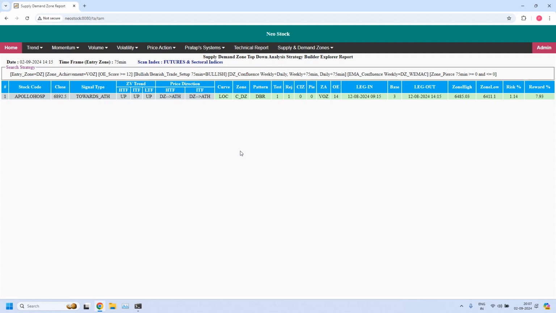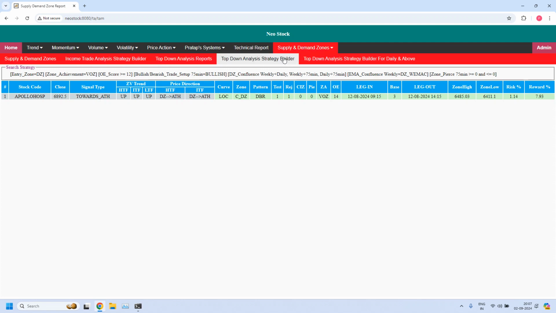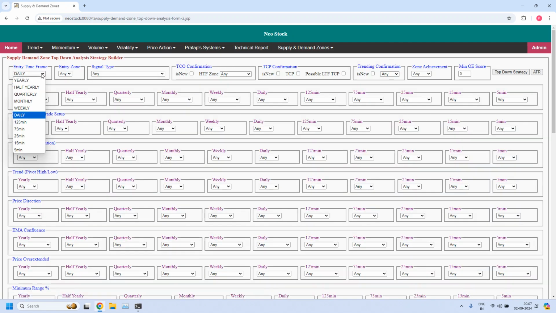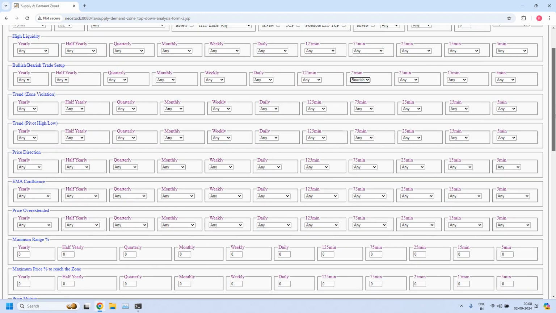Okay, this is about the bullish trade setup for weekly income trade. Next, bearish trade setup for weekly income trade. Entry time frame is 75 minutes. Entry zone is a supply zone. In bullish or bearish trade setup at 75 minutes, I am selecting bearish. And the 75-minute supply zone should not be pierced.